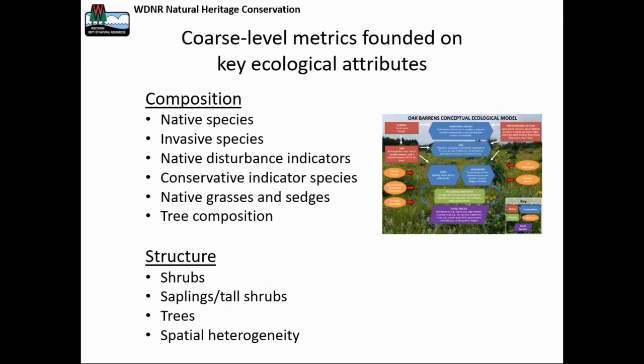And they include native species, invasive species, native disturbance indicators, and we're going to go through all of these in more detail, but I want to give you the big picture view first. They also include conservative indicator species, native grasses and sedges, and tree composition, so what are your tree species at that level on the site.